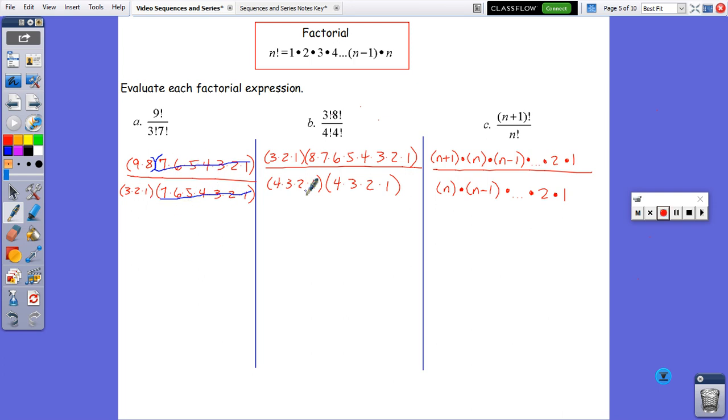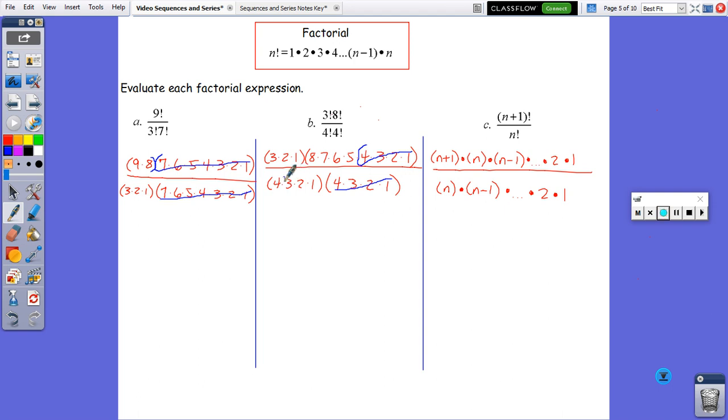Same thing over here. So we had 3 factorial, 8 factorial, that product over 4 factorial times 4 factorial. I went ahead and wrote everything out so you could see it. You can see some pretty quick simplifying as we have 4 times 3 times 2 times 1. We can simplify those out. So now those are gone. And you can break them down however you want to.